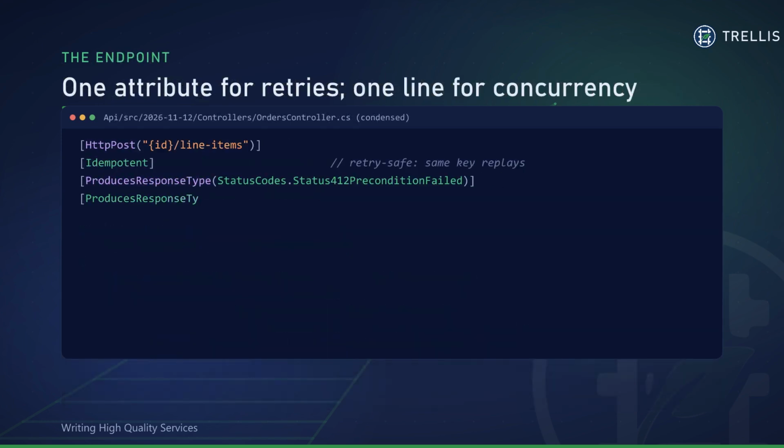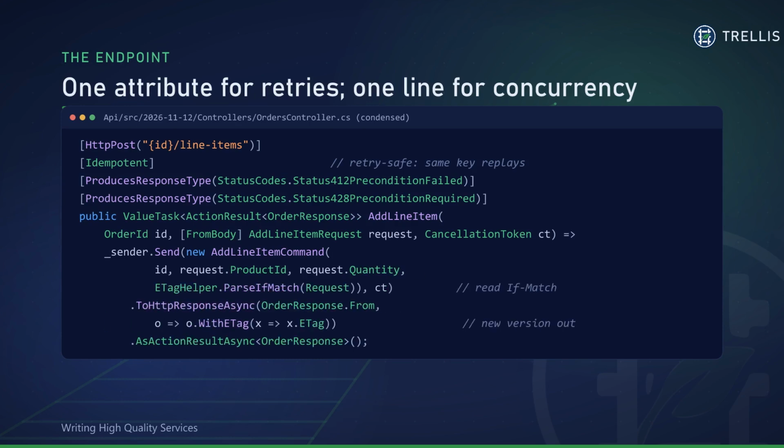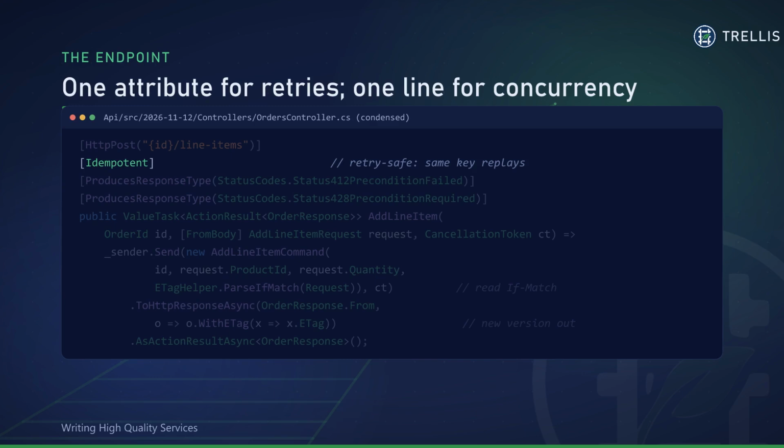And here's the endpoint that fronts it. Two things make it production grade, and they're almost invisible. The idempotent attribute opts this post into the idempotency middleware. A retried request with the same key replays the original result instead of adding a second line item. That's it, one attribute. Then the controller reads the if-match header, builds the command with those ETags, sends it, and on the way out, returns the order's new ETag so the client has the fresh version for its next write.